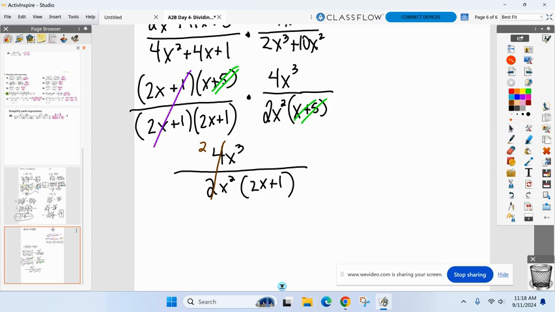And then how many x's do I have on top? 3. On the bottom? 2. So they both eliminate, and how many am I left with, and where? 2x on top. This is a good one, too. What's left on top? 2x. Bottom? Don't tell me we can cross out 2x.